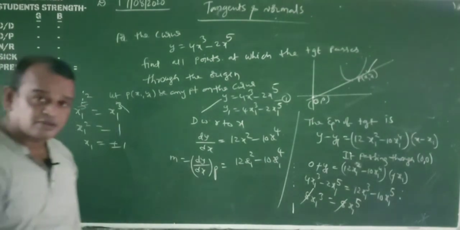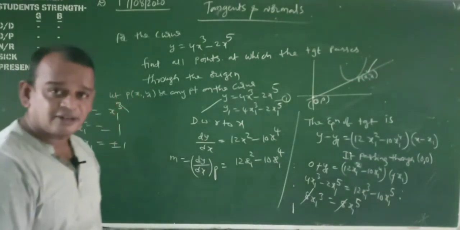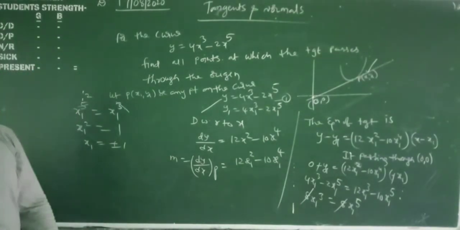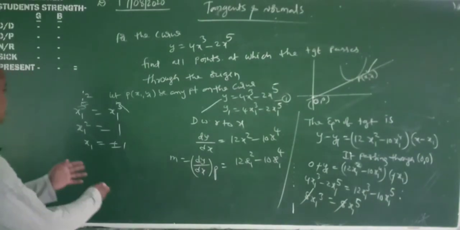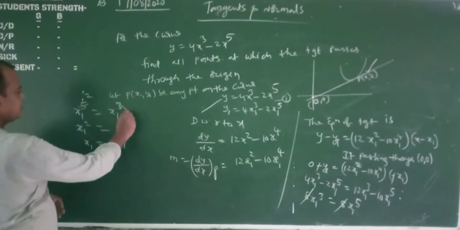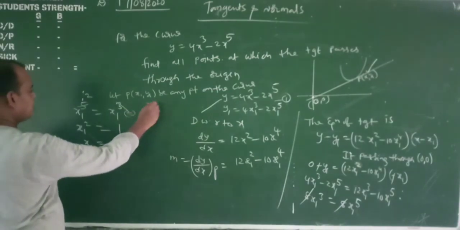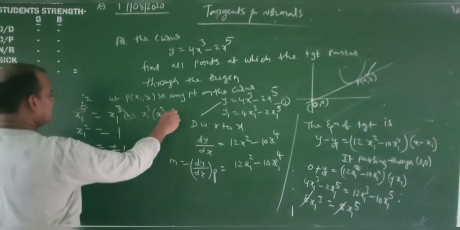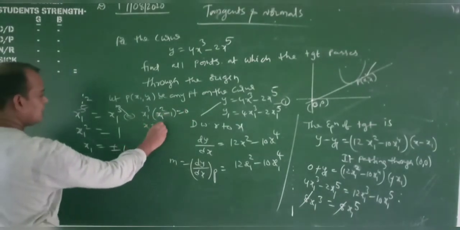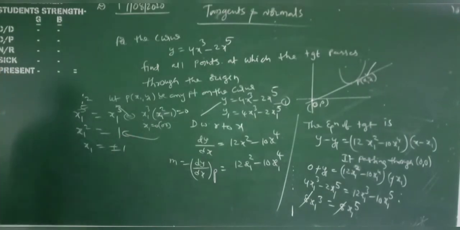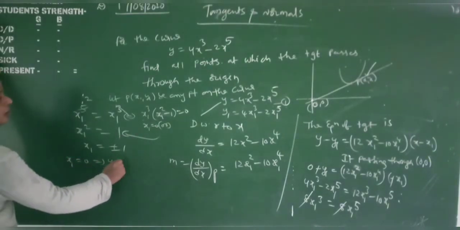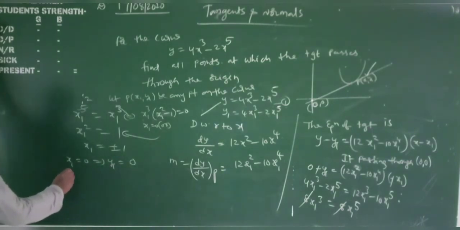Yes, x1 is equal to plus or minus 1, 100%. But we must also take it in common form, because not directly, 0 also we will get. How? Observe that taking x1 cube common, x1 cube times (x1 square minus 1) equals 0. Here x1 cube equals 0 means x1 equals 0, or the other factor. For x1 equals 0, y1 is also 0.